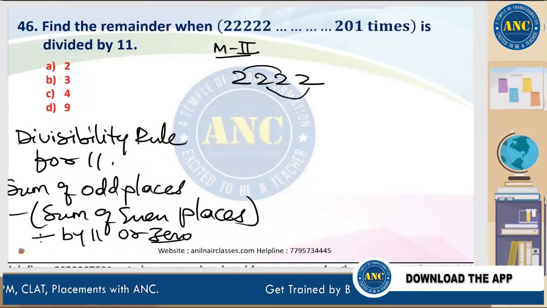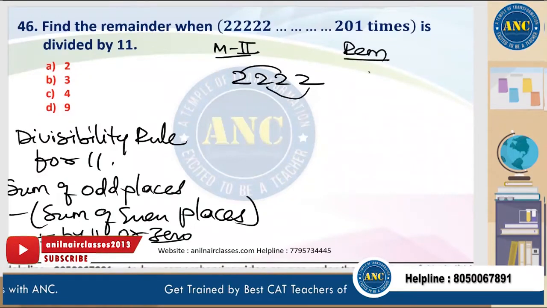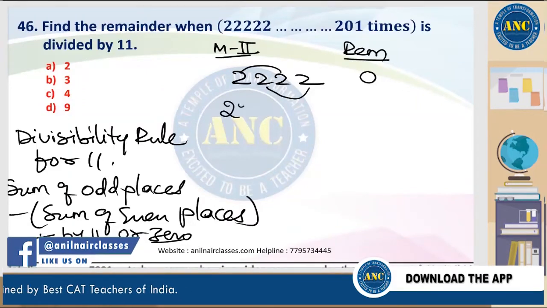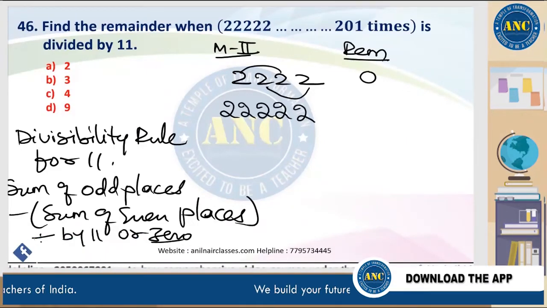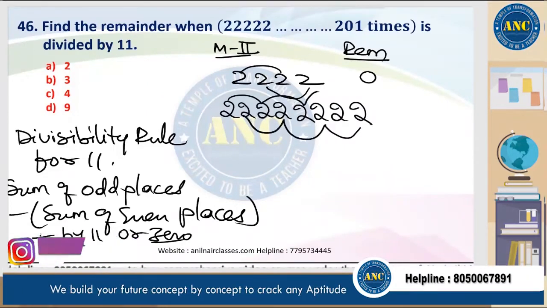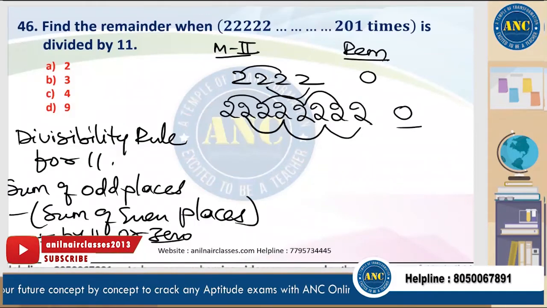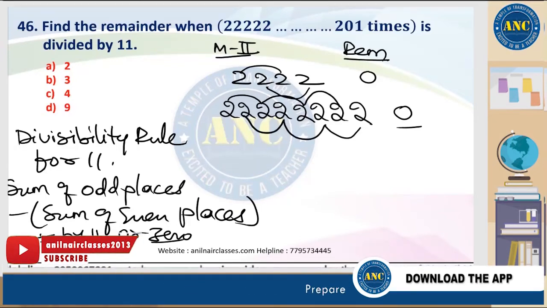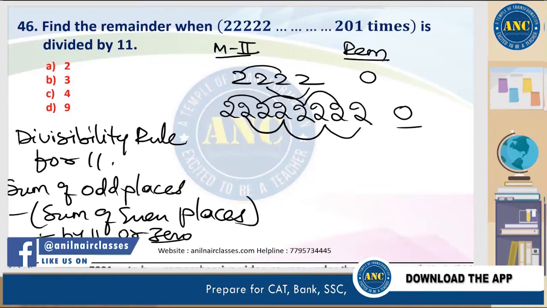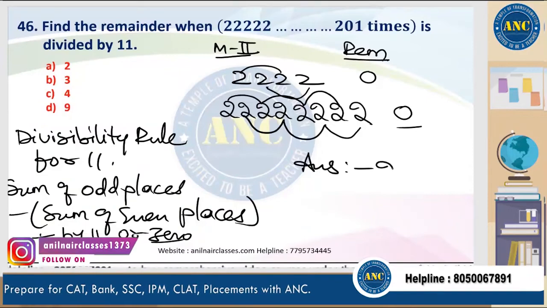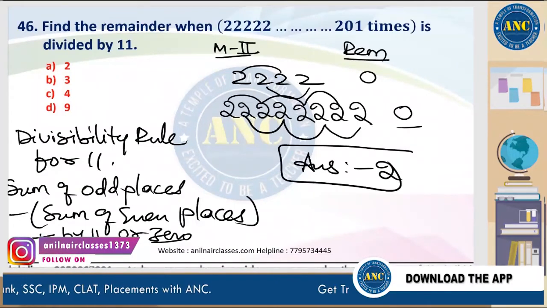So 2 plus 2 is 4, 2 plus 2 is 4. Remainder is 0. If I write 8 times, 8 here also, it is 0. So if it is divisible by 11, groups of 4, it is 0. 4 fifties are 200. Remaining answer is 2. I hope the idea is clear.